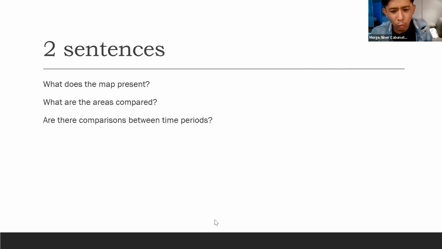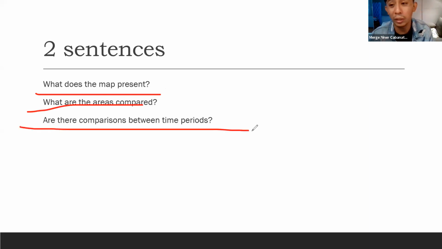Now, what you need to write in this 2-sentence introduction? What does the map present? It presents the information about the development of Meadowside Village and Fontaine. What are the areas compared to ones I've mentioned? And are there comparisons between time periods? Yes. So that is what I'm going to write as my introduction.